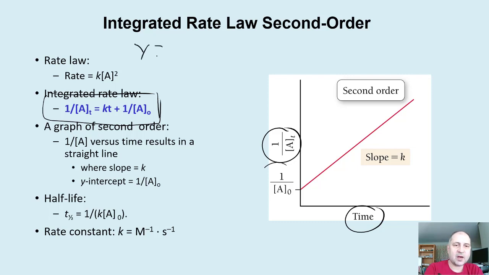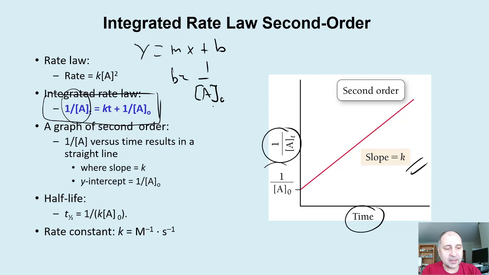You understand that we have y equals mx plus b, where in this case y is 1 over the concentration of A at a given time, and then k is going to be equal to the slope here. X is t, or time, and then the intercept b would be equal to 1 over the initial concentration of A, right? And then of course you're provided with this information.